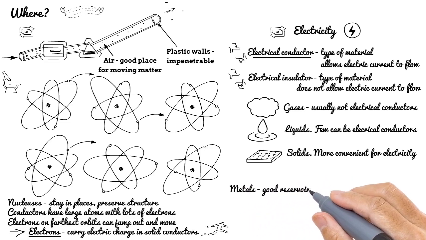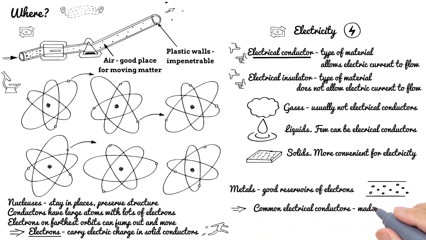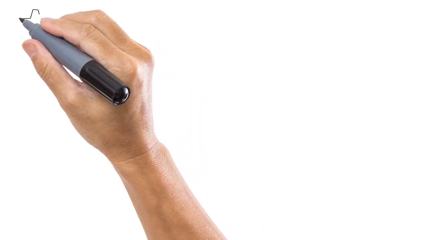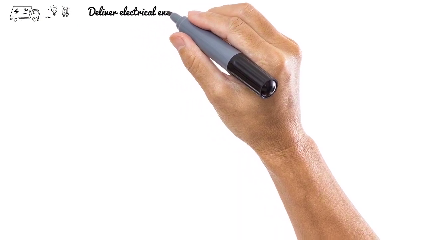Metals are good reservoirs of electrons in close proximity to each other, ready to move freely at least in one direction, drifting around from atom to atom. Since electric charge is carried by electrons in solid materials, materials made of metal are common electrical conductors, and they are widely used in electronic devices. When we use electricity in practice, we need to deliver our energy to particular devices, like electric bulbs, LEDs, light-emitting diodes used in flashlights, or any other electric devices.